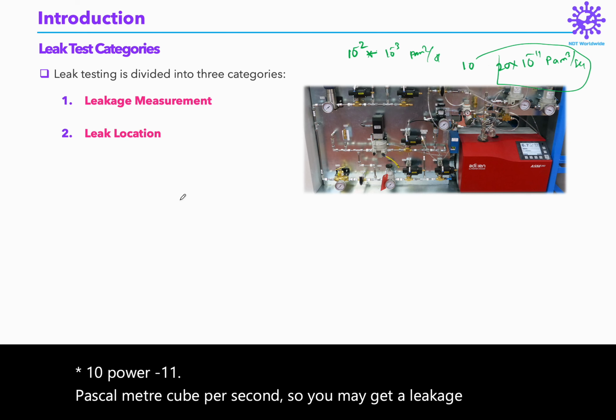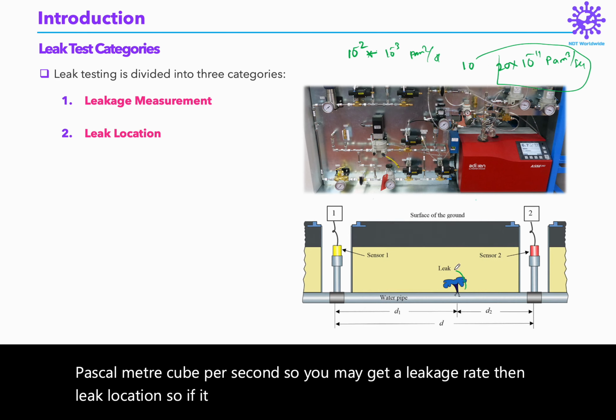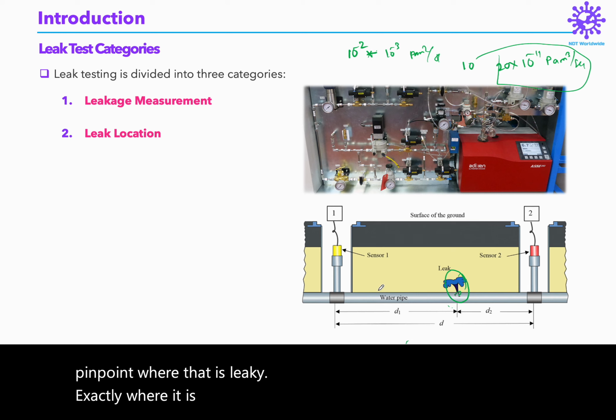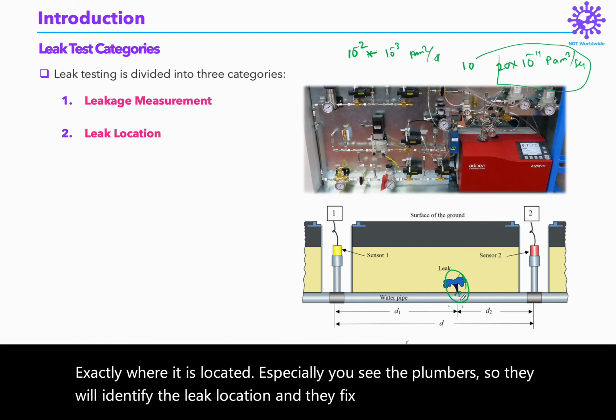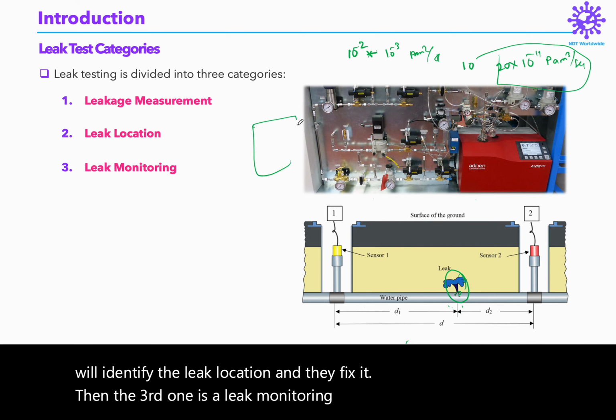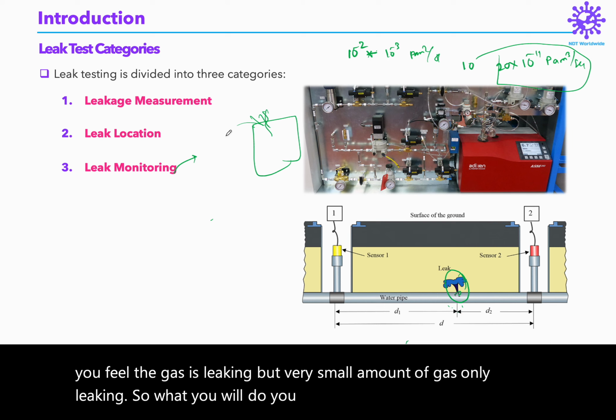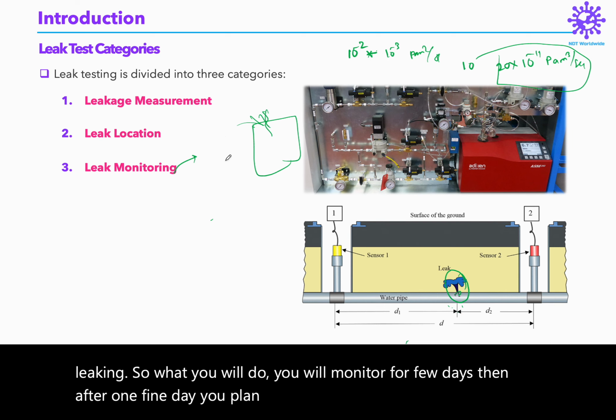Then leak location. If it is a pipeline, sometimes you need to pinpoint exactly where it is leaking. Especially you see plumbers, they identify the leak location and fix it. Then the third one is leak monitoring. For example, in your kitchen you feel the gas is leaking, but only a very small amount of gas is leaking. So what will you do? You will monitor for a few days. Then one fine day you plan for replacing the valve or regulator.